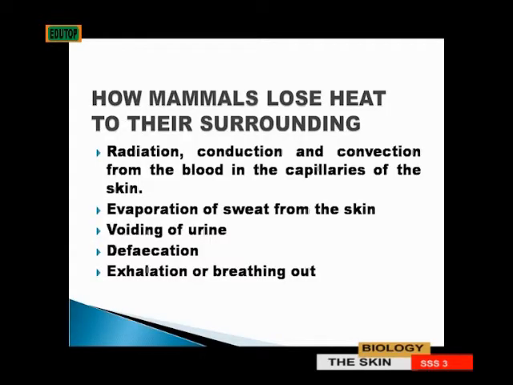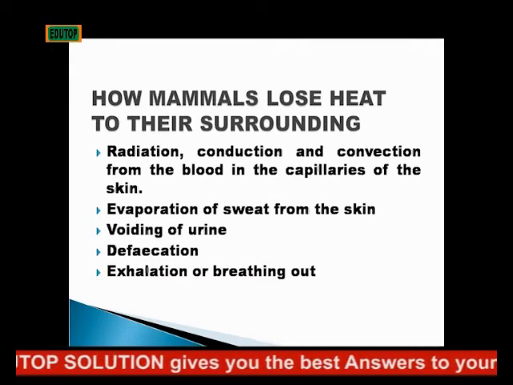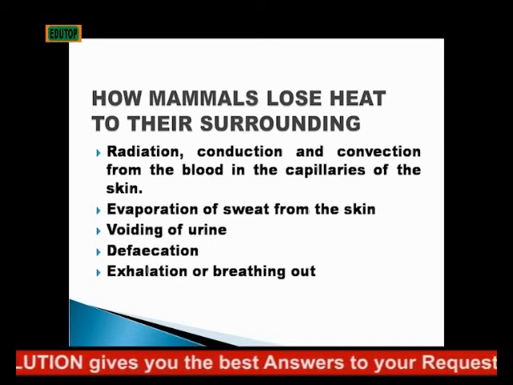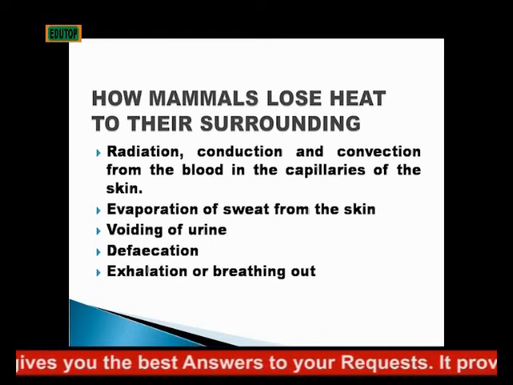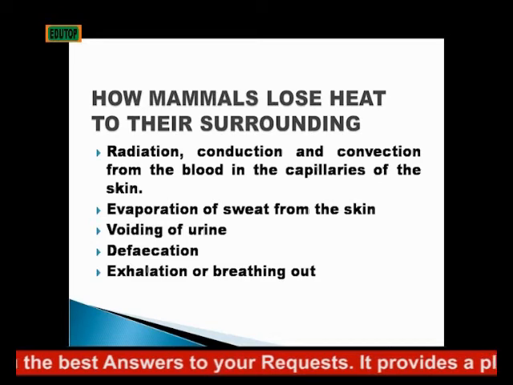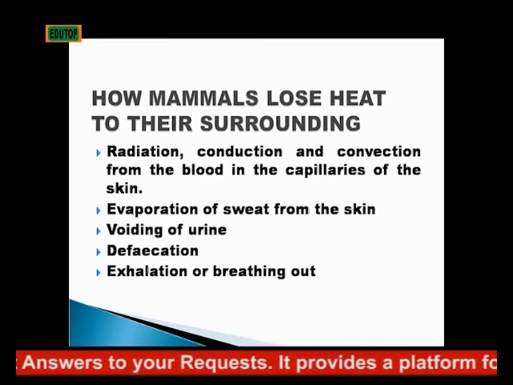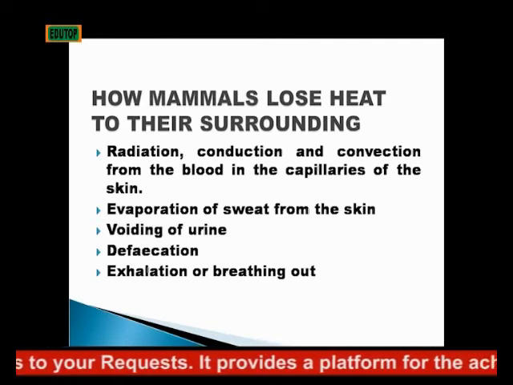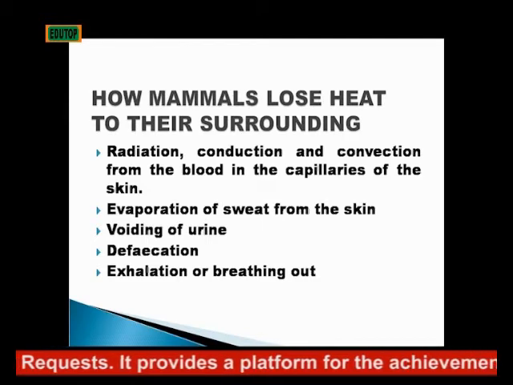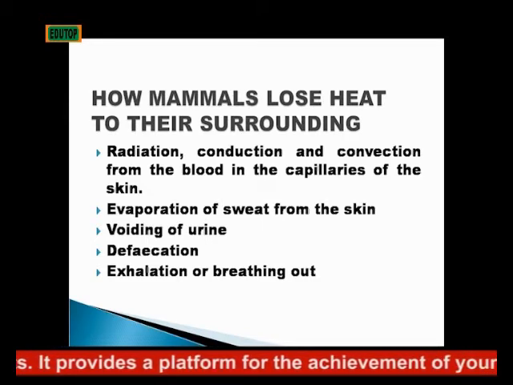Then the ways by which mammals lose heat to the environment: radiation, conduction, and convection from the blood in the capillaries of the skin make you lose heat. Then when there is evaporation of sweat from the skin, you also lose heat. Then when you defecate, you lose heat. When you breathe out, you also lose heat.